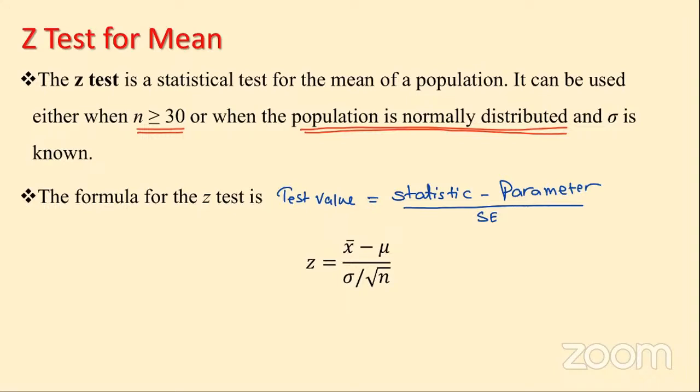In your formula sheet later on, this formula will not be given. Instead, the general formula will be given: test value is equal to statistic minus parameter over standard error. So depending on the situation, you have to write your formula correctly. In this case, the Z test for mean, this is the correct formula.